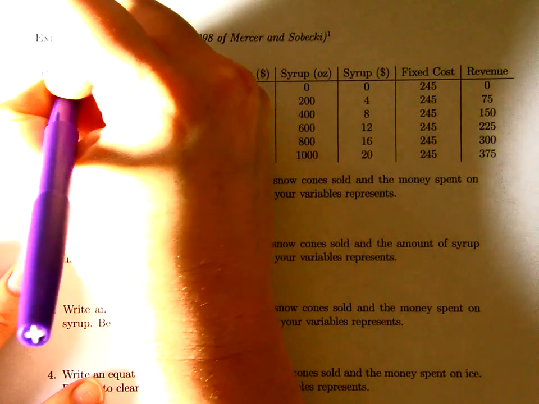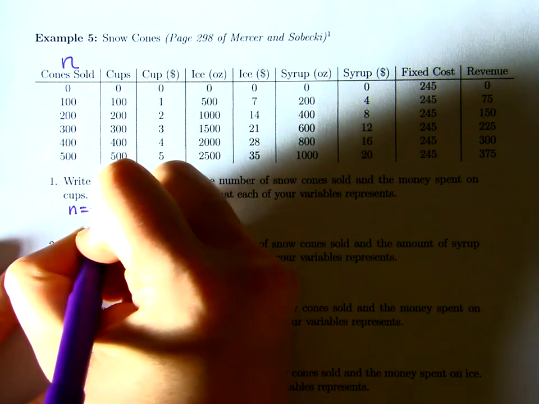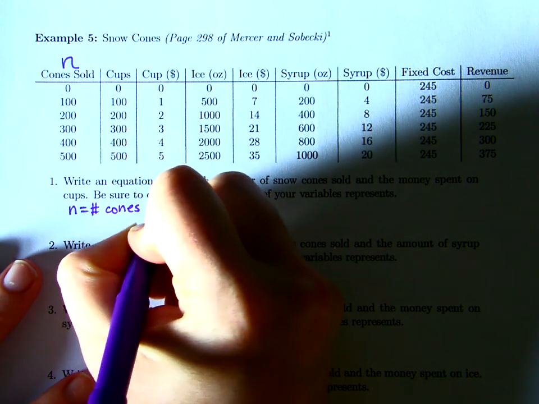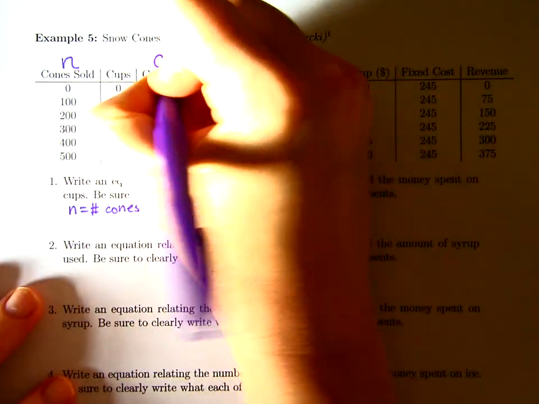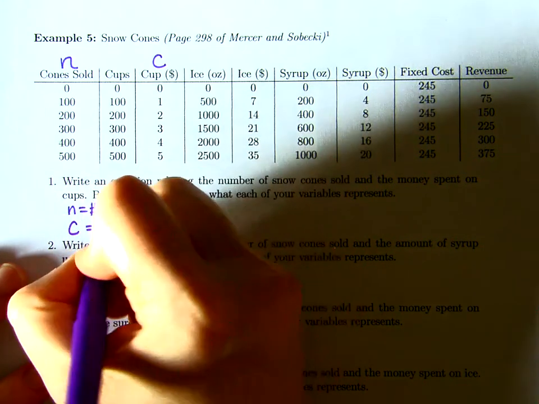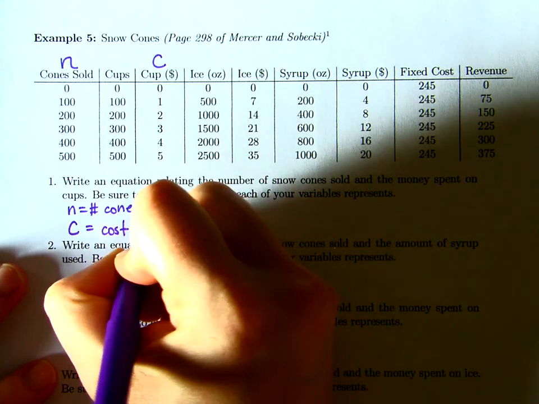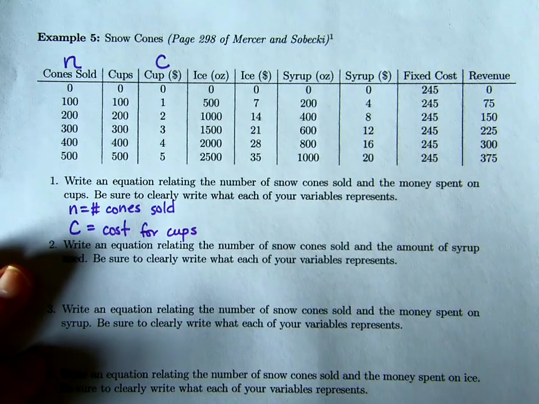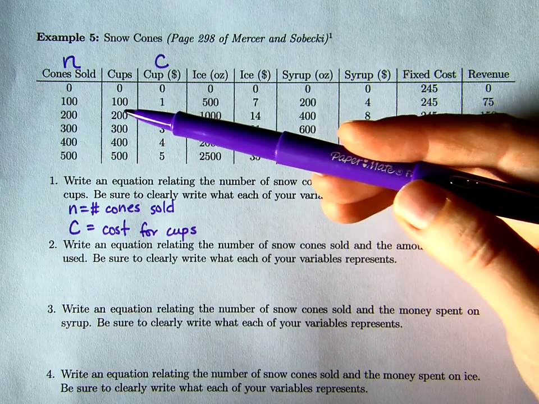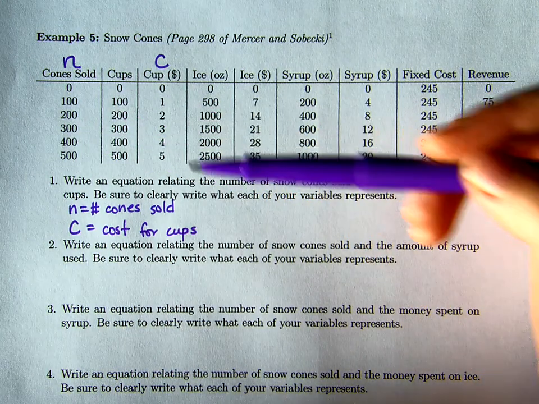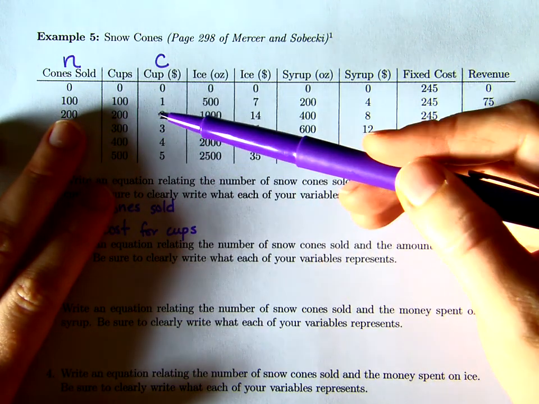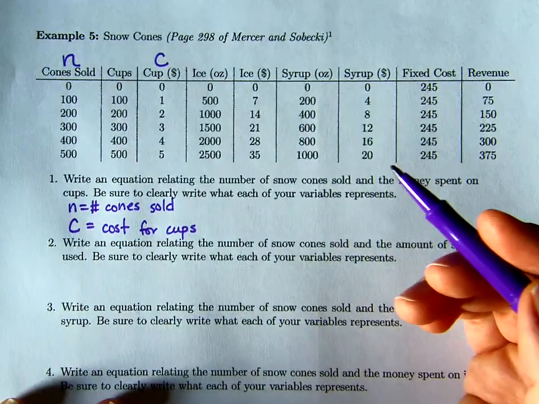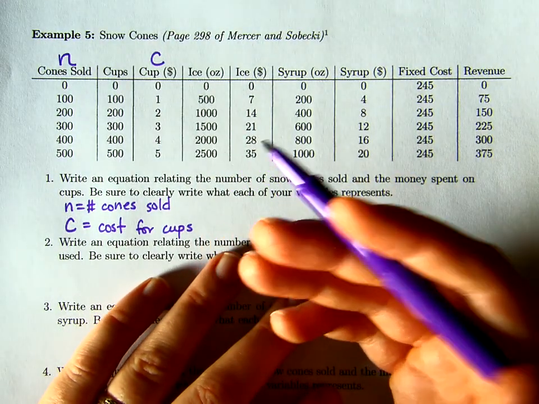I'm going to call that N. I'm going to simplify that to number of cones sold. And money spent on cups. I'm just going to use C for cups. Cost of cups. C equals cost for cups. Now, for every snow cone we sell, we're going to put it in a cup, and the cups are $1 for 100. So for every 100 that we sell, we spend $1, which means that each cup is really a penny. And then we sell N of them, and so we have to buy N of them.